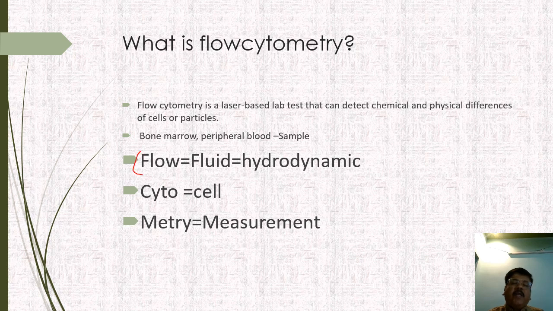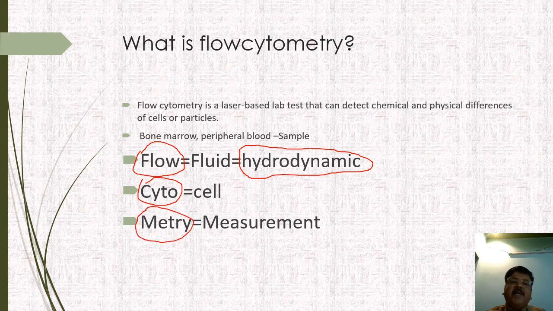Flow, that is something is flowing, the fluid is there because it is using the hydrodynamic mechanism for focusing the particular sample containing the cells. Cyto means something related to cells, and metry means measurement. We are counting the number of cells.